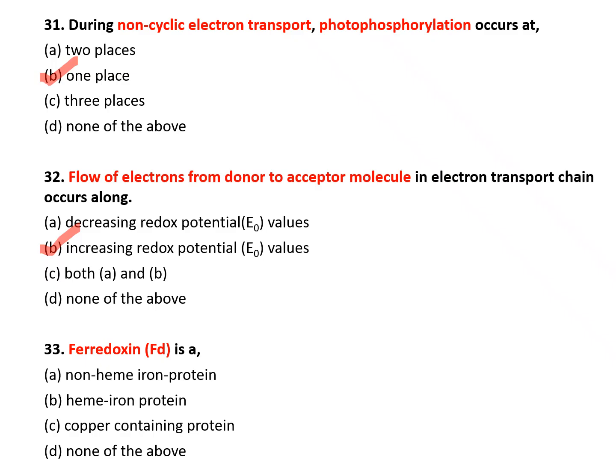The next question, number 33. Thyroxine is a: option A, non-heme iron protein; option B, heme iron protein; option C, copper containing protein; option D, none of the above. The correct answer is option A, non-heme iron protein.